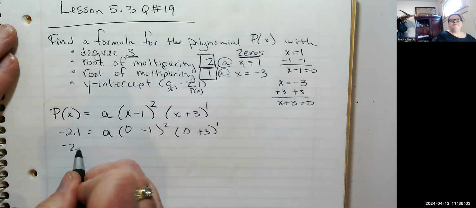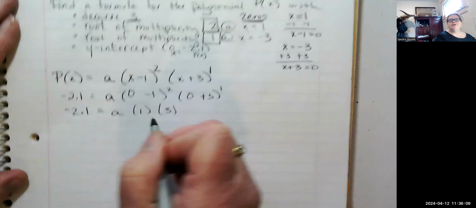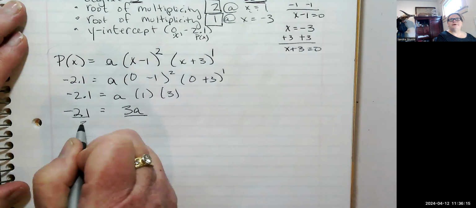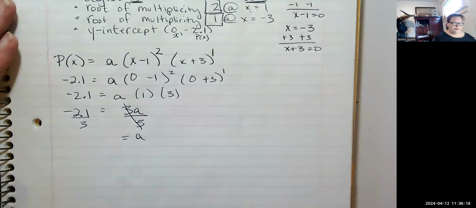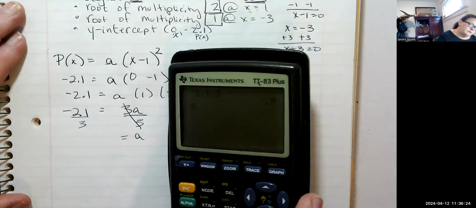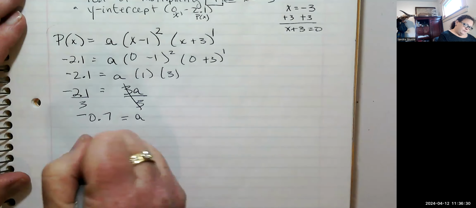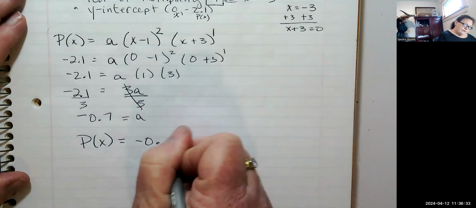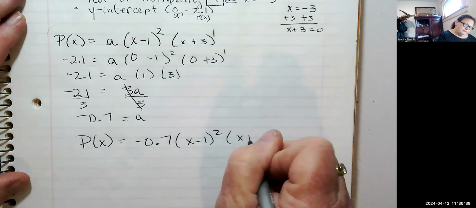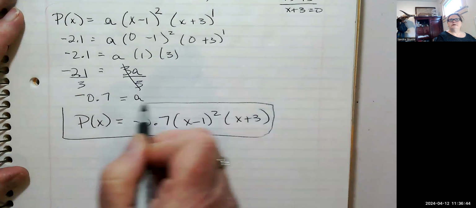So -2.1 is equal to a. -1 squared is 1. 3 to the first is 3. So this is just 3a is equal to -2.1. Solving for a, I'm going to divide both sides by 3, and a is equal to -2.1 divided by 3, which is -0.7. So my polynomial, p of x, is equal to -0.7 times x minus 1 squared times x plus 3. You do not need the exponent of 1, hopefully. And that is your answer in standard form.